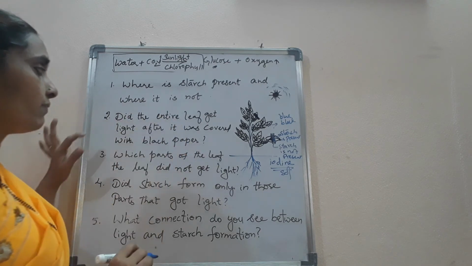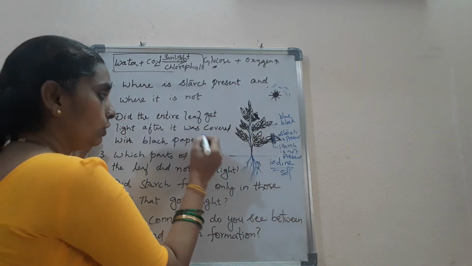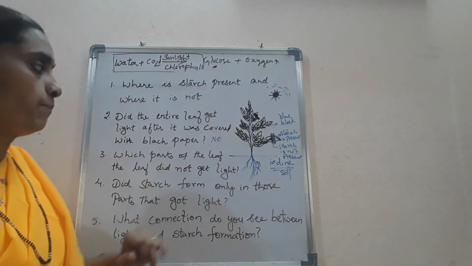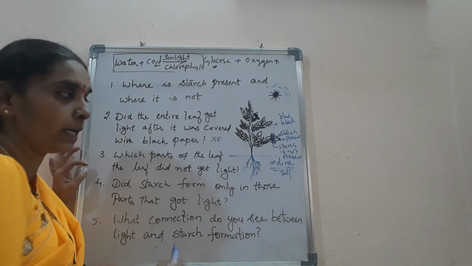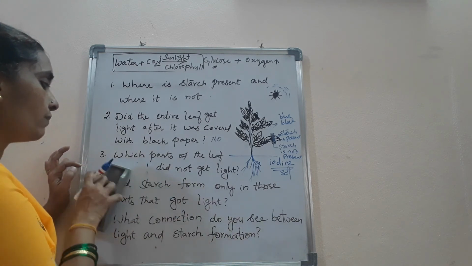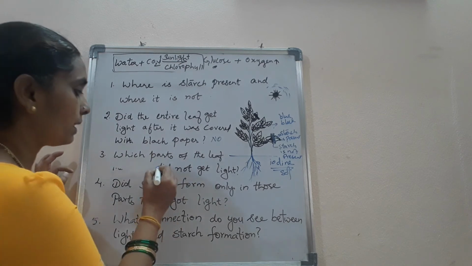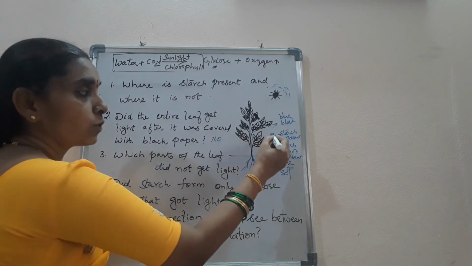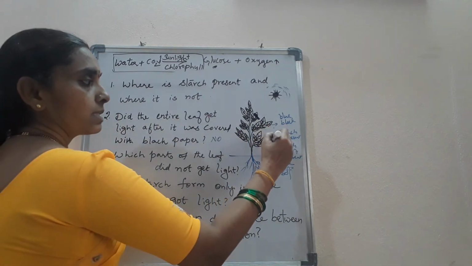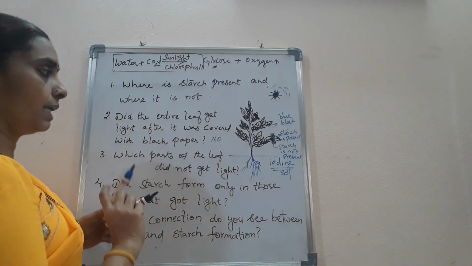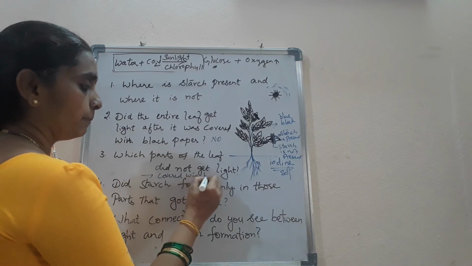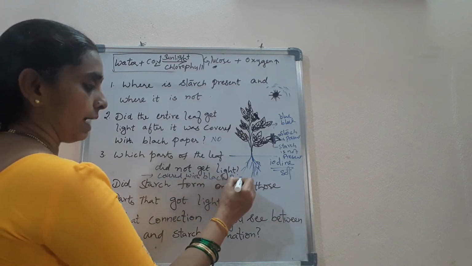So did the entire leaf get the light after it was covered with black paper? No, isn't it? The entire leaf does not get the sunlight because the black paper does not allow the sunlight to get through it. Which part of the leaf did not get light? You can see here. The portion of the leaf which is covered by the black paper does not get light. This part did not get the sunlight. The portion which is covered with black paper did not get sunlight.